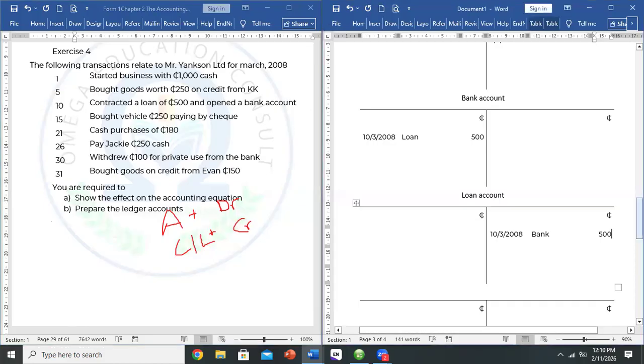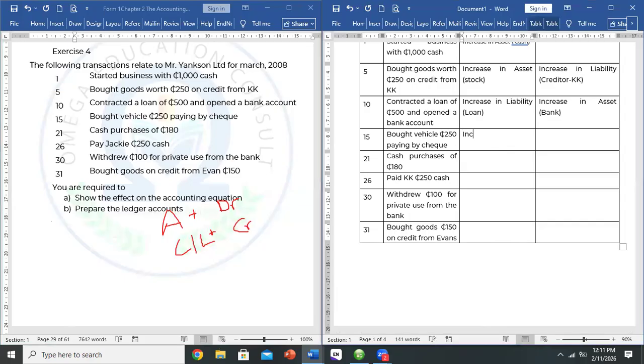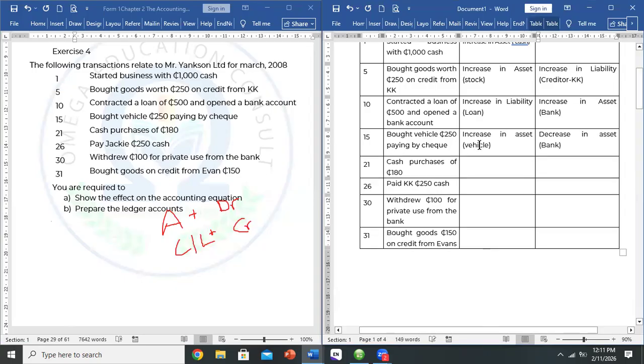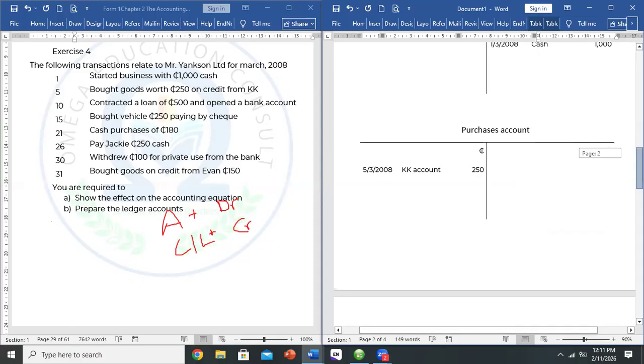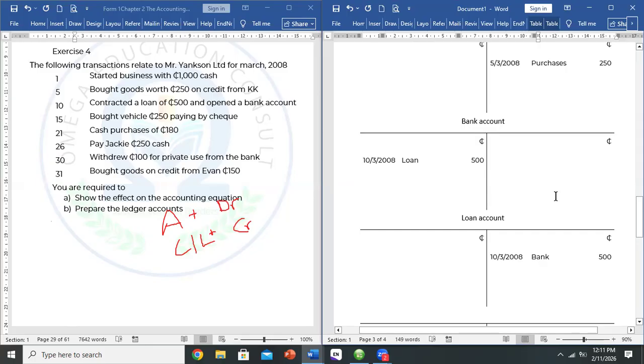So this will lead to an increase in asset, which is vehicle, and a corresponding decrease in asset bank. So you see that I'm always putting the specific items in brackets. It's very important. So here the two accounts you open will be vehicle and bank account. But mind you, we already have a bank account opened, right? If you already have an account open, you don't need to open it again. So we're not going to open another bank account. But for the vehicle, we don't have the vehicle, so we open the vehicle account.